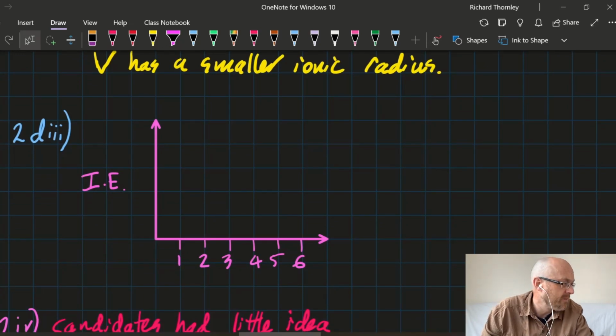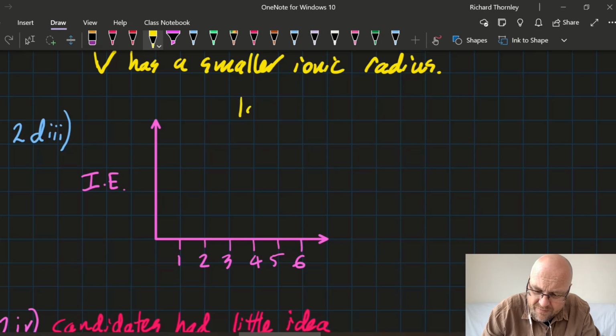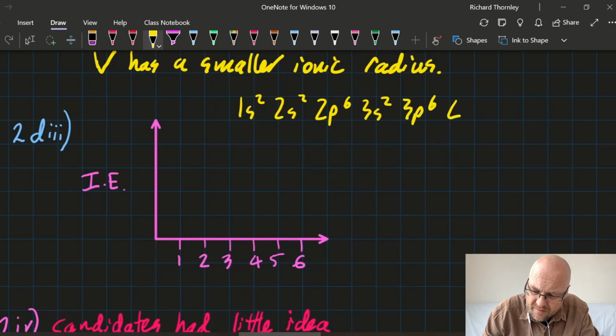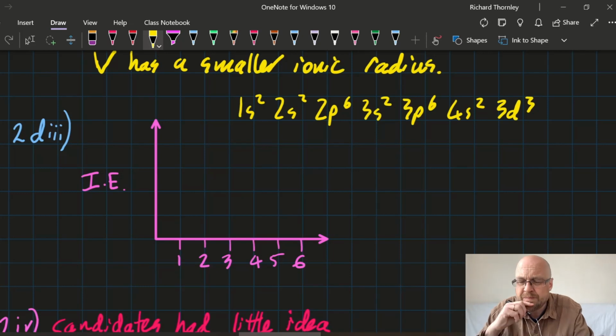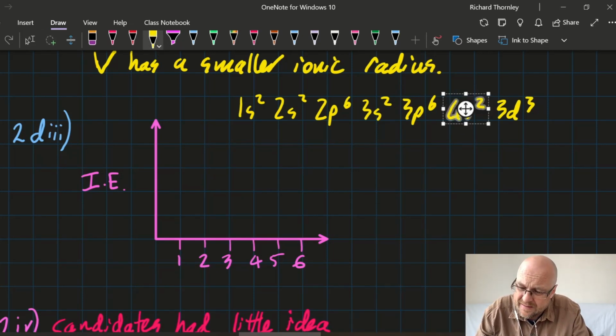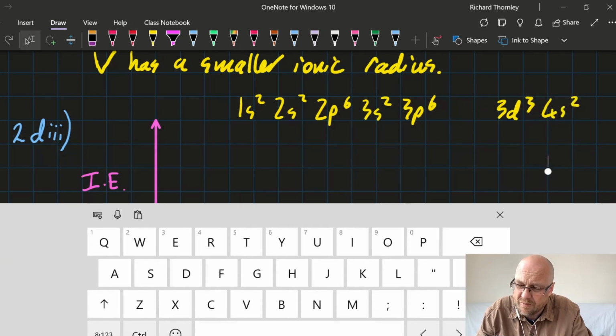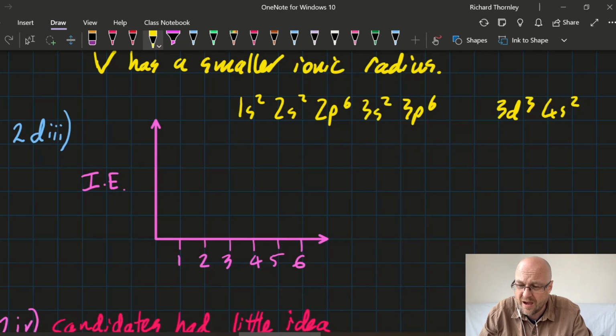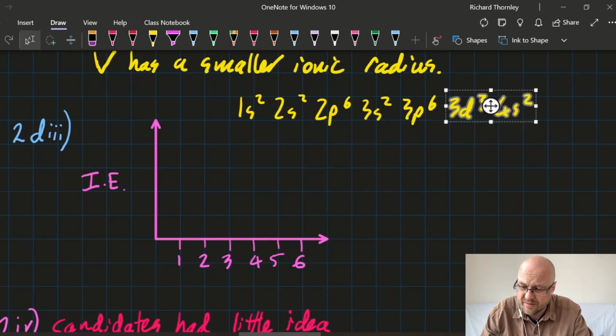Okay, next one. We're looking at vanadium. So let me just write out the electronic configuration for that. 1s2, 2p6. All right, well, that's how the electrons, I'm going to move this over to there, just to remind myself that the 4s electrons come off, or ionized, first.